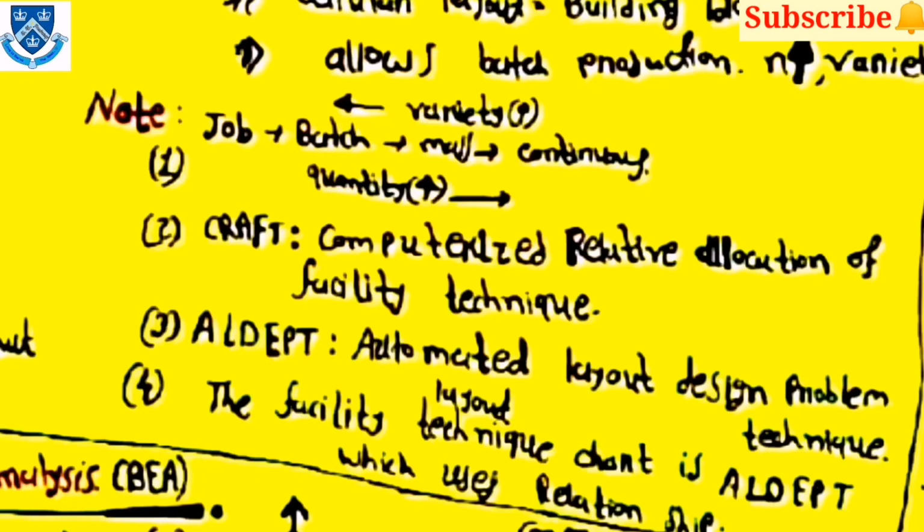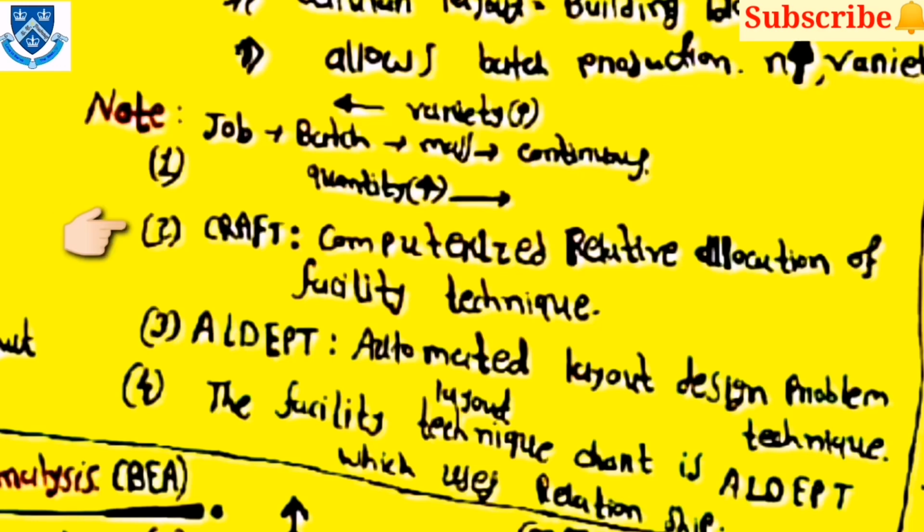One note is important for the examination. If we talk from the quantity point of view, then job, then batch production, then mass production, and then continuous production, the quantity will increase. And if we talk about the variety of the products, then continuous, then mass, then batch, and then job production, the variety will increase.